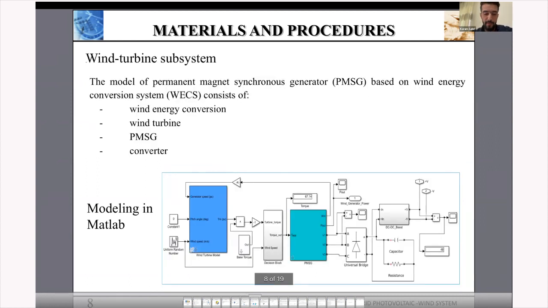Wind turbine. The model of the permanent magnet synchronous generator based wind energy conversion system consists of: 1. wind energy conversion, 2. wind turbine, 3. PMSG, 4. converter. The figure is modeled in MATLAB.